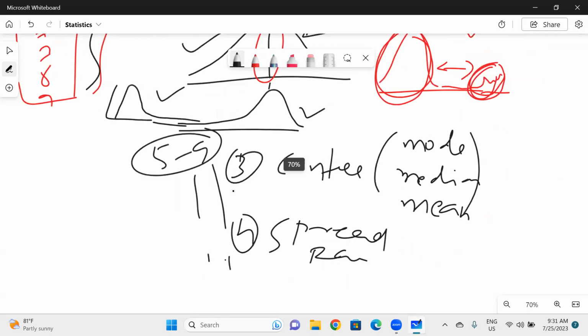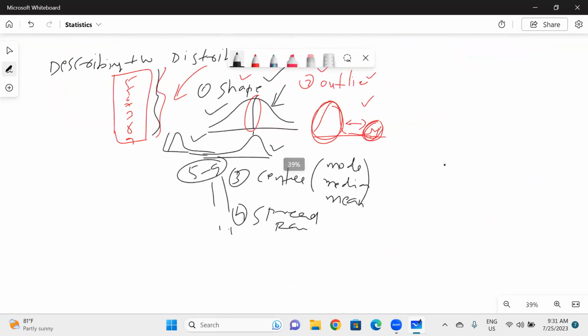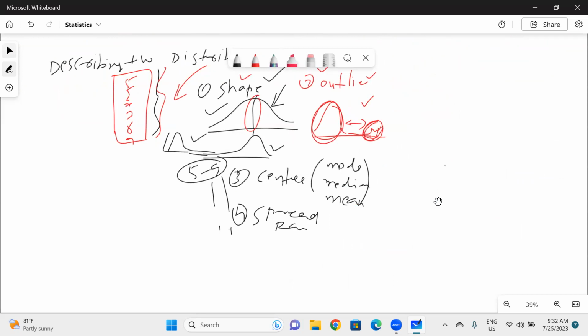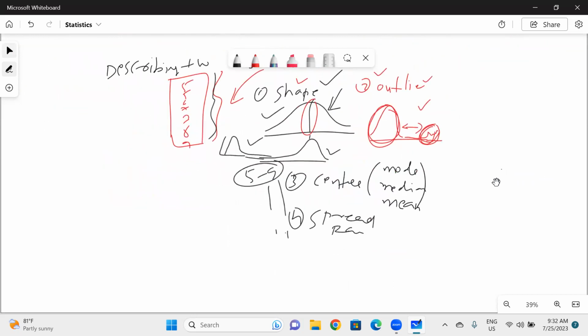What I'm trying to tell you guys is, when you want to describe your data, here we have four parameters we need to remember. The first one is the shape, the second one is the outlier, the third one is the center, and the fourth one is the spread. With the help of these four parameters, we can describe your data.